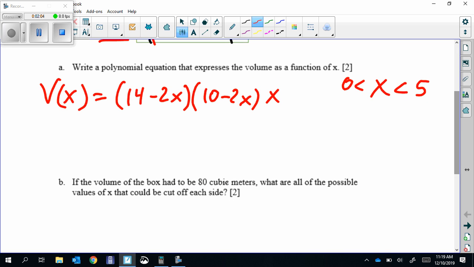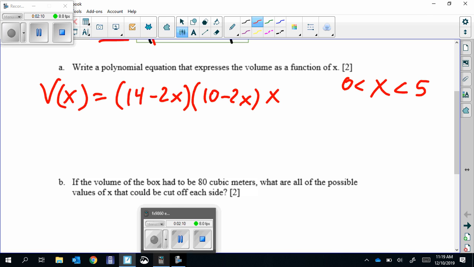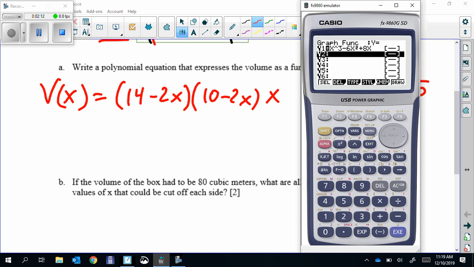If the volume of the box has to be 80 cubic meters, what are all the dimensions? So we take this, we're going to set it equal to 80. It is easiest to do that on a calculator. So we'll type this equation into our graphing calculator: 14 minus 2x, 10 minus 2x, and x.